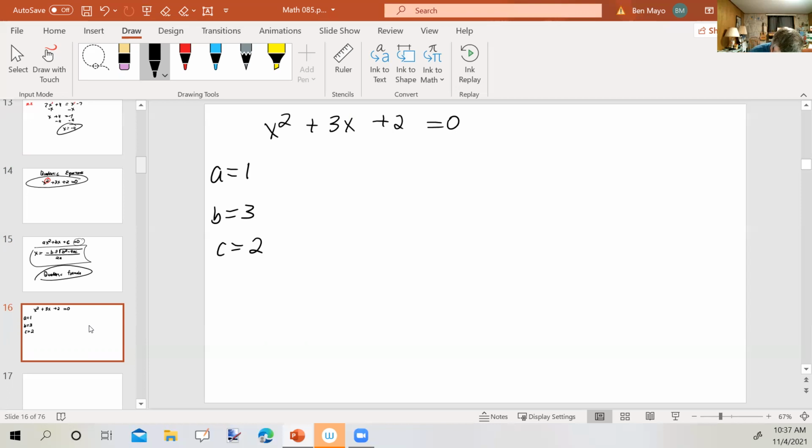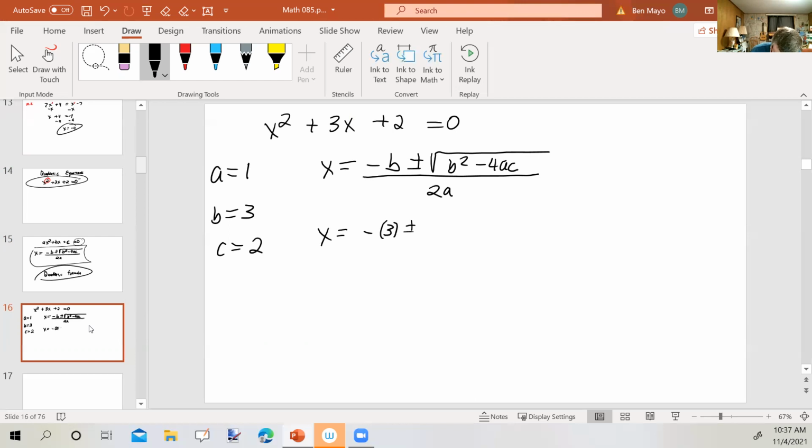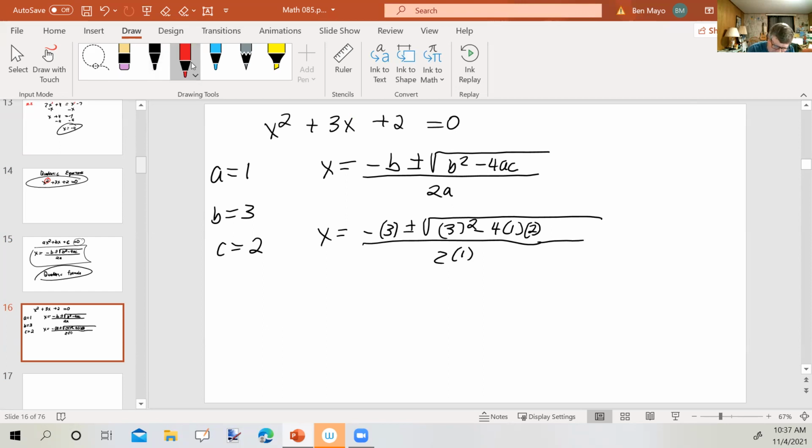Okay, so now x equals negative b plus or minus the square root of b squared minus 4ac all over 2a becomes x equals negative 3 plus or minus the square root of 3 squared minus 4 times 1 times 2 all over 2 times 1. So again, I substituted these numbers in the place of these letters in this formula. Now it's a matter of simplifying further.